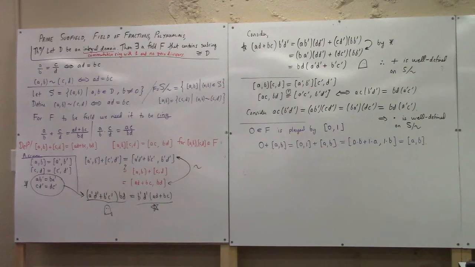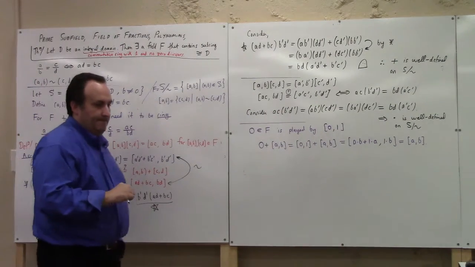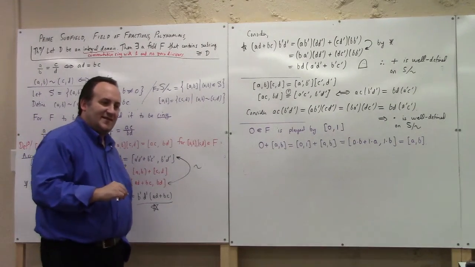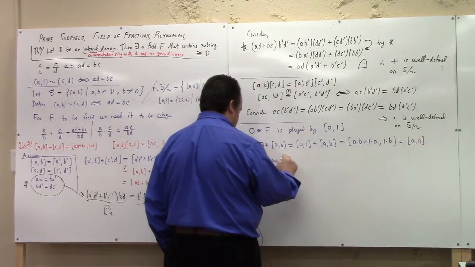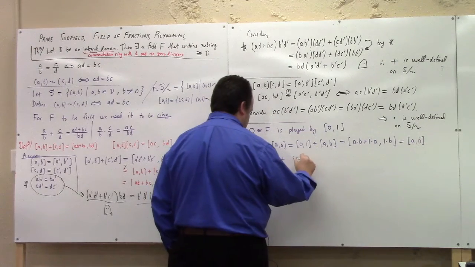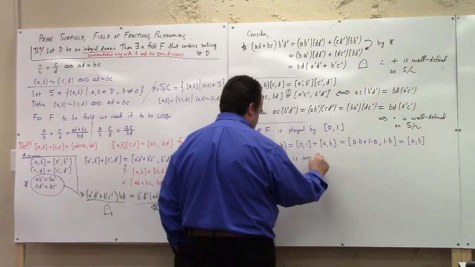That means my 0 is a 0, because you can also prove that the addition is commutative. That does sound like a homework exercise, doesn't it? So addition is commutative.